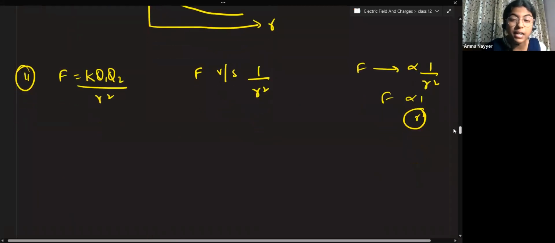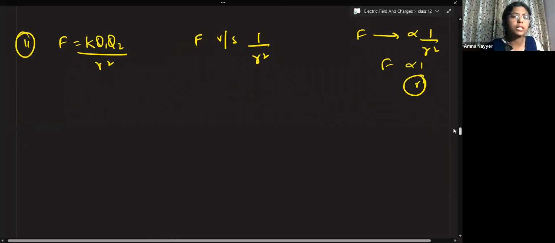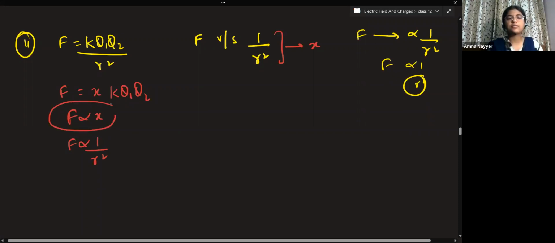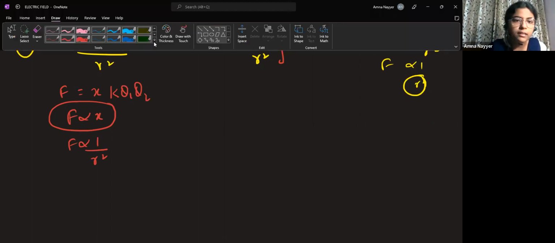Now regarding the second part, it is saying force versus 1 by r square. So whatever term is given to you on the opposite side of the graph, just take it as x. So here, take 1 by r square as x. So what you will see is f is equal to k q1 q2 times x. f is directly proportional to x, meaning f is directly proportional to 1 by r square. When this is the case, if two quantities are directly proportional to each other, what kind of graph do we get?